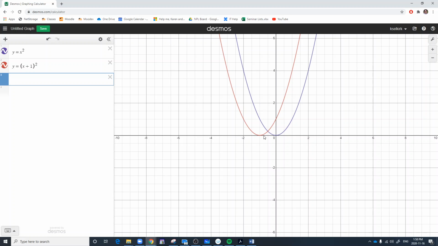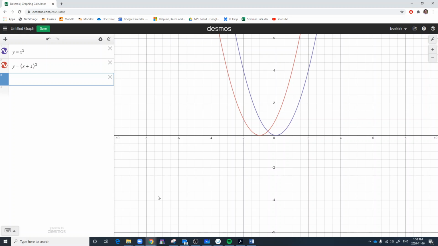And what happened with the red graph? The shape is the same. You still have this vertex at 0, 0. It still goes over 1, up 1, over 2, up 4. It's got the exact same shape, except the whole graph has been shifted to the left. When you put a plus 1 in with the x, it means that you're adding 1 to x before you square it. Now, what effect does that have?